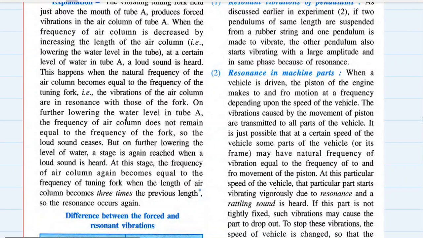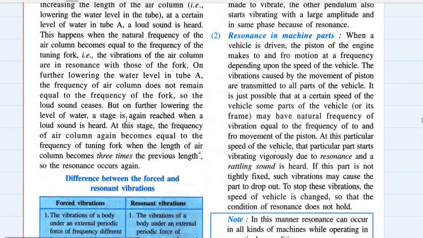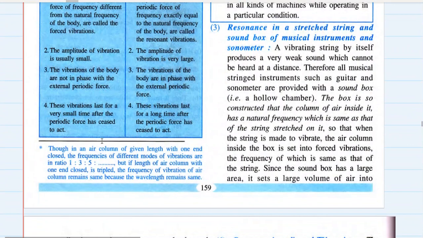On further lowering the water level in tube A, the frequency of air column does not remain equal to the frequency of the fork, so the loud sound ceases. But on further lowering the level of water, a stage is again reached when loud sound is heard. At this stage, the frequency of air column again becomes equal to the frequency of the tuning fork when the length of air column becomes 3 times the previous length. So the resonance occurs. Okay?